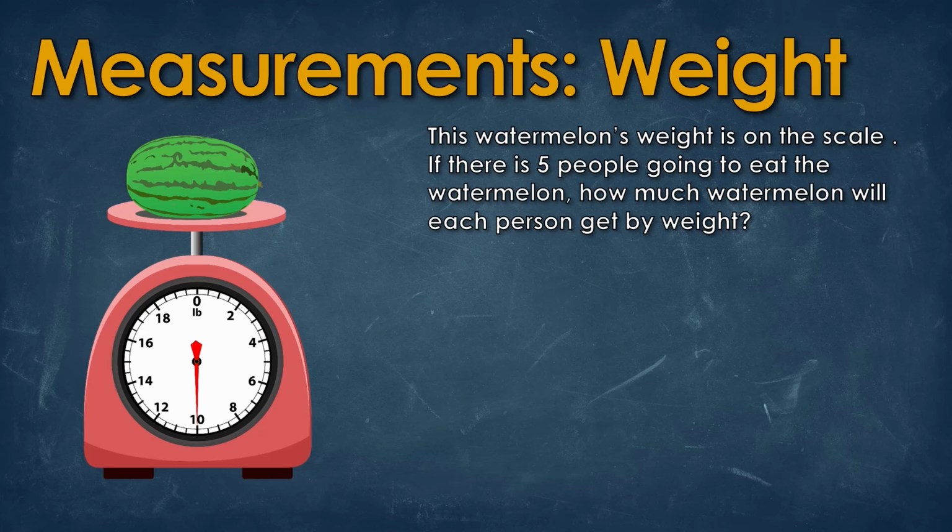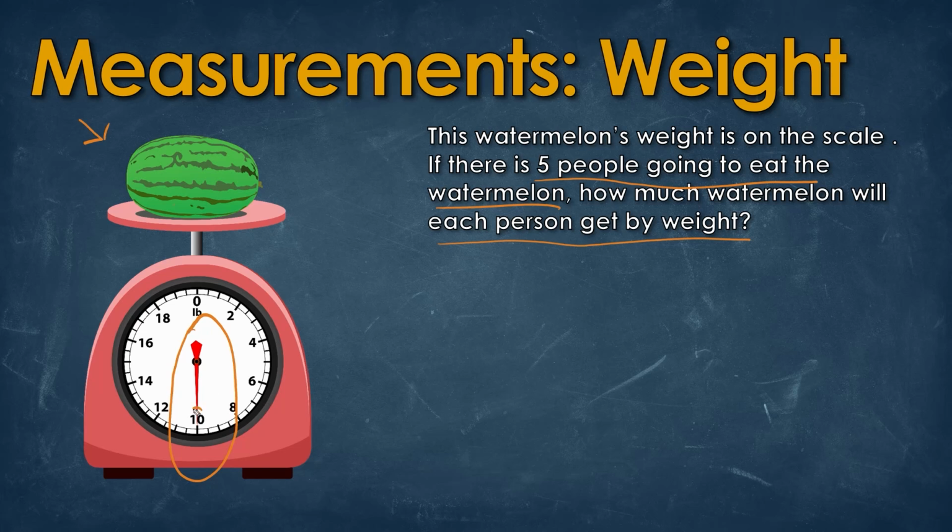Now let's try looking at a measurement of weight. If we read this example, we have a watermelon's weight on this scale. If there are 5 people going to eat this watermelon, how much watermelon will each person get by weight? Okay, well let's take a look. If we take a look at our scale, we can see our watermelon on the scale, and what we want to do is look at the arrow.